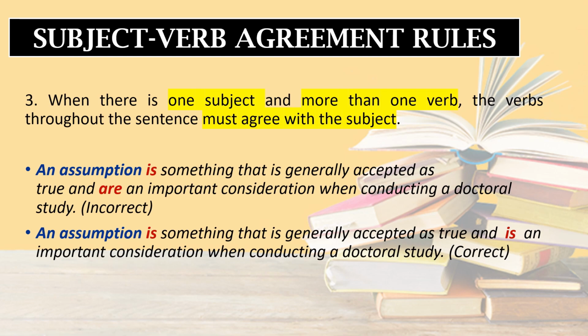Is here is a singular verb. It goes with the singular subject, so this is correct. However, the next verb, which is are, is not a singular verb. It is a plural verb. Therefore, the sentence becomes incorrect. What we should be using here is is. So an assumption is something that is generally accepted as true and is an important consideration when conducting a doctoral study.